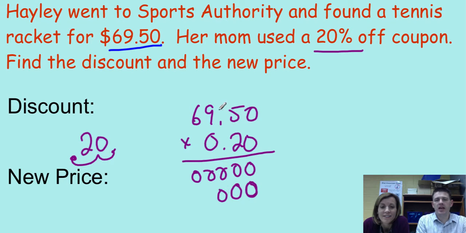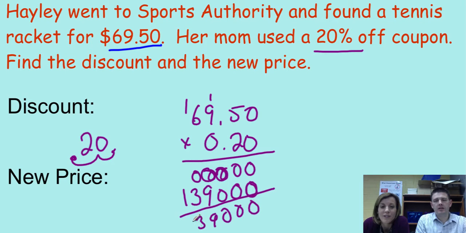2 times 5 is 10. Carry the 1. 2 times 9 is 18, plus 1 is 19. By the way, these are zeros down here, even if they don't look like it. 2 times 6 is 12, plus 1 is 13. You have 4 digits past the decimal to count over. So we count over 4 spots, and then we go to the second decimal place for our money. $13.90 is our discount.